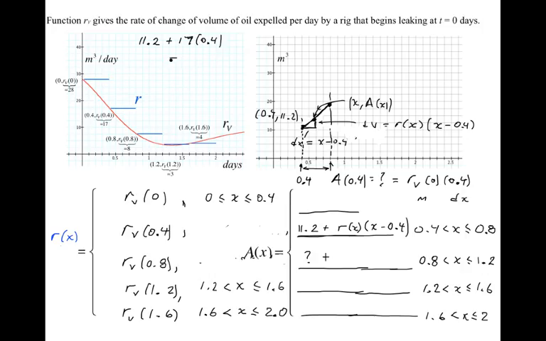Did you guys find that? What is it? No, that's not right. 0.47, no, that's not right. Try that again. What is 11.2 plus 17 times 0.4? Could be about 20, 19, 18. 18, just 18 flat.